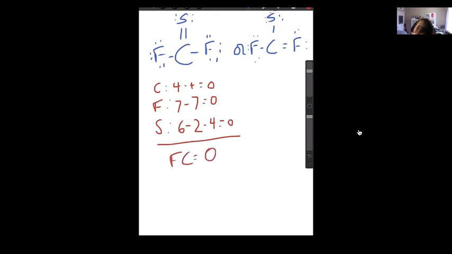Let's check this one over here. Carbon's the same. Came in with 4 valence electrons, minus the number 4 because of the 4 bonds equals 0.